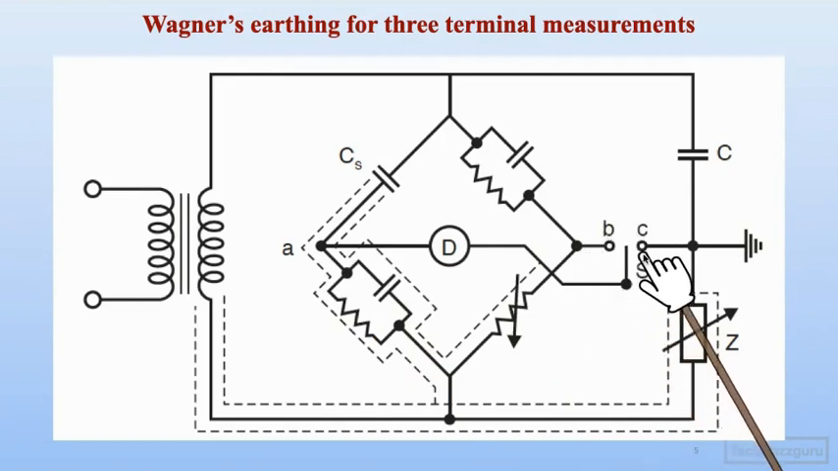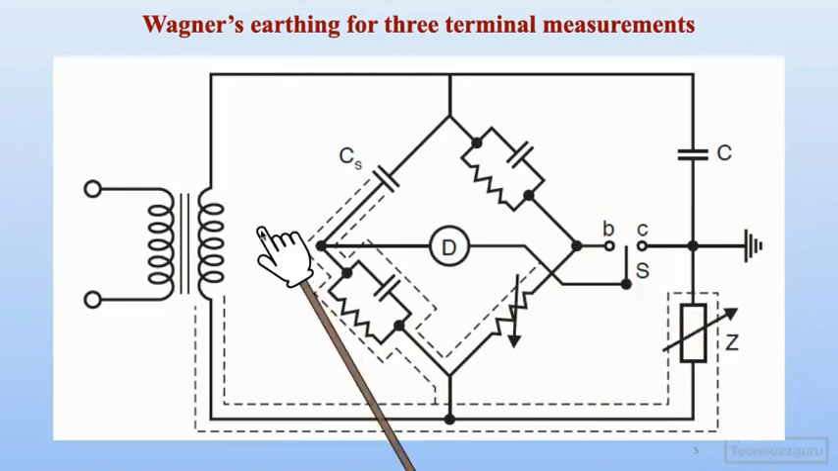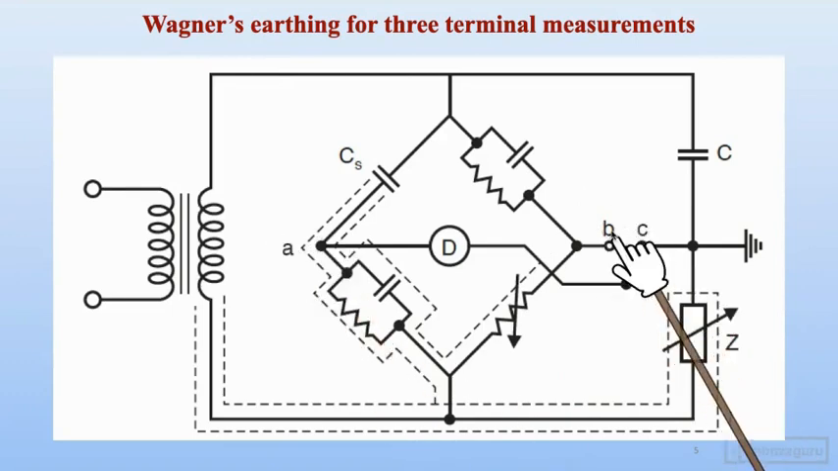So we connect S to C, which is already grounded. Then we achieve the balance by adjusting impedance Z. When balance is achieved, the potential of A becomes equal to the potential of C, and C is grounded. That means potential A is at ground, but B is not yet at ground.